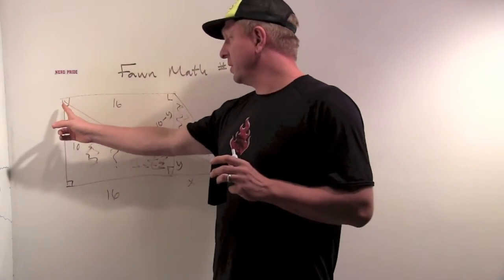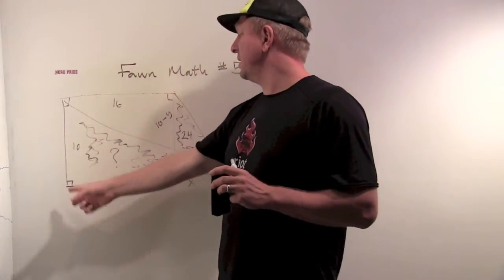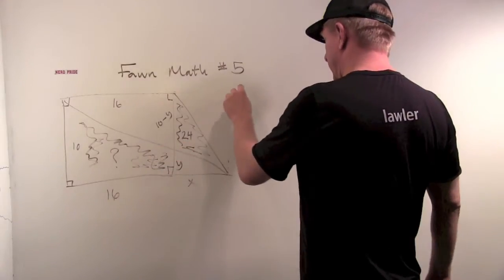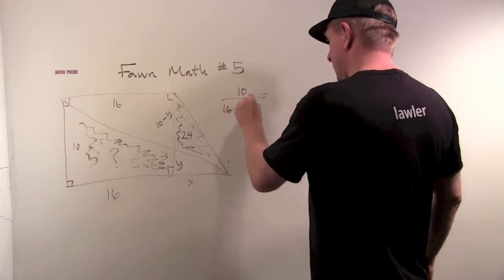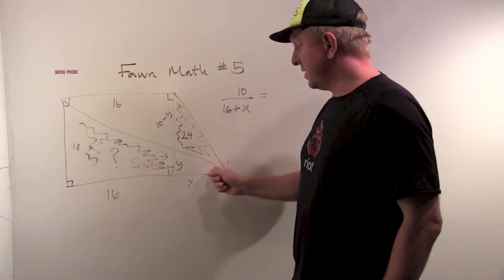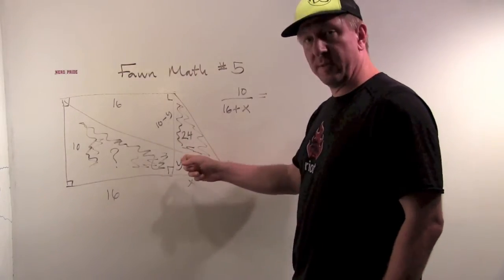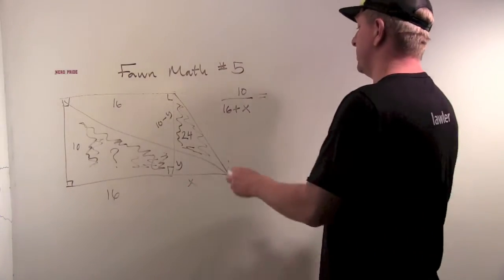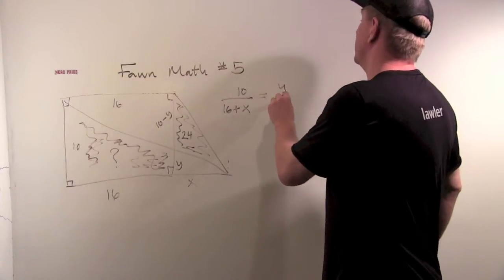The first similar triangle I'm going to look at is this big triangle here that has a height 10 and a length of 16 plus x. So the short side to the long side is 10 over 16 plus x. Now I've got this small triangle here that's similar to that triangle because it shares an angle, has the same right angle, so all 3 angles are the same. So it's a similar triangle. The short side's y, the long side's x, so y over x.